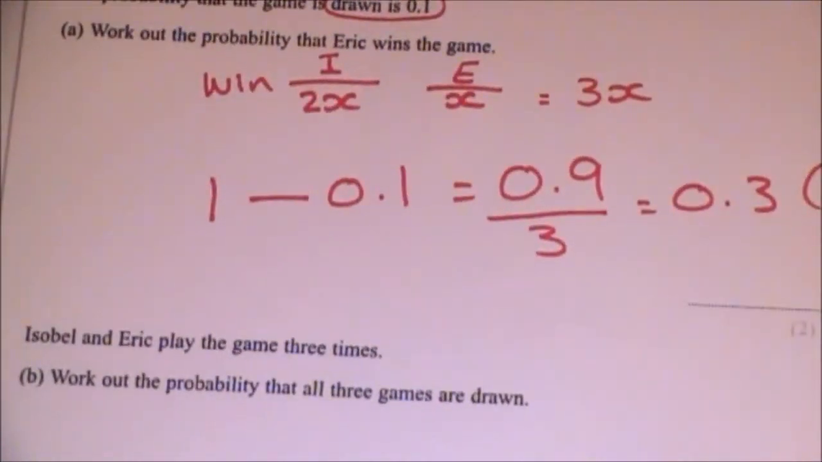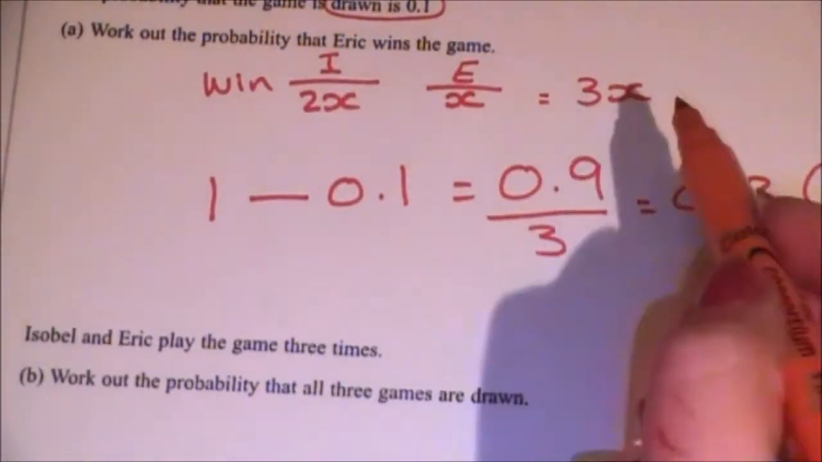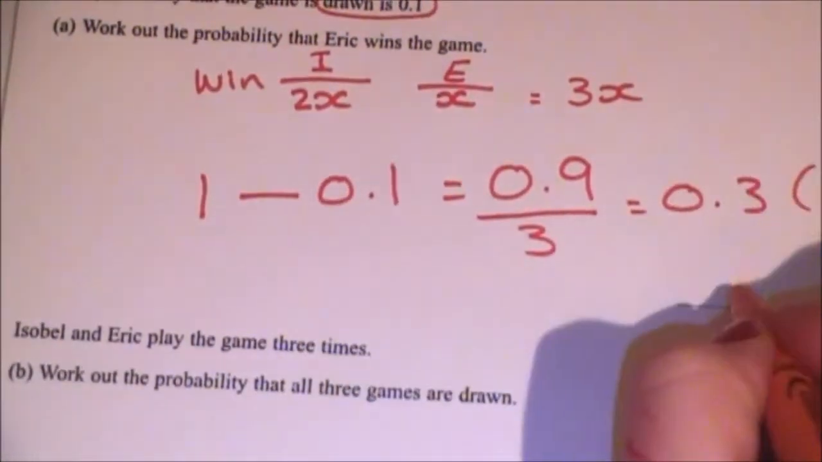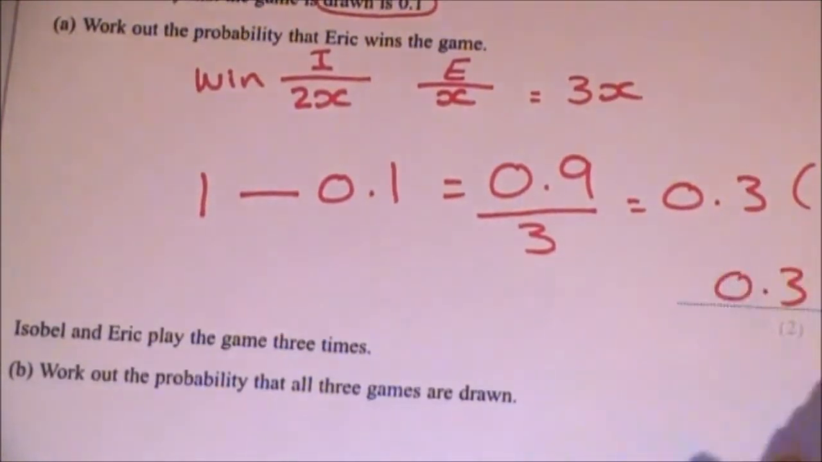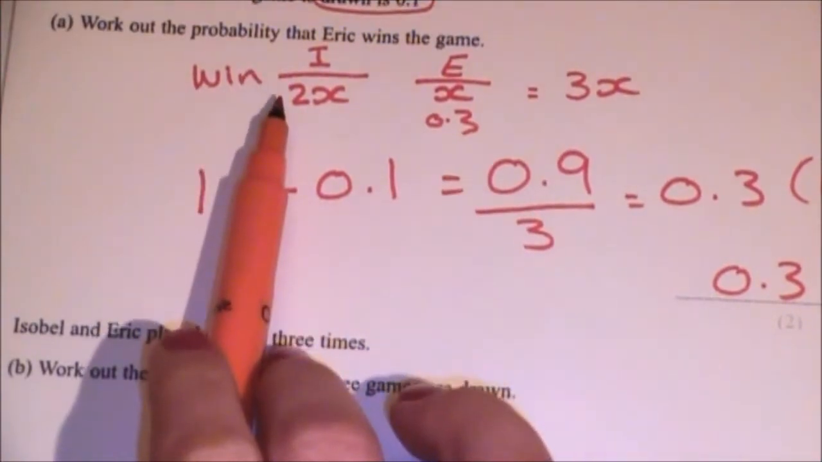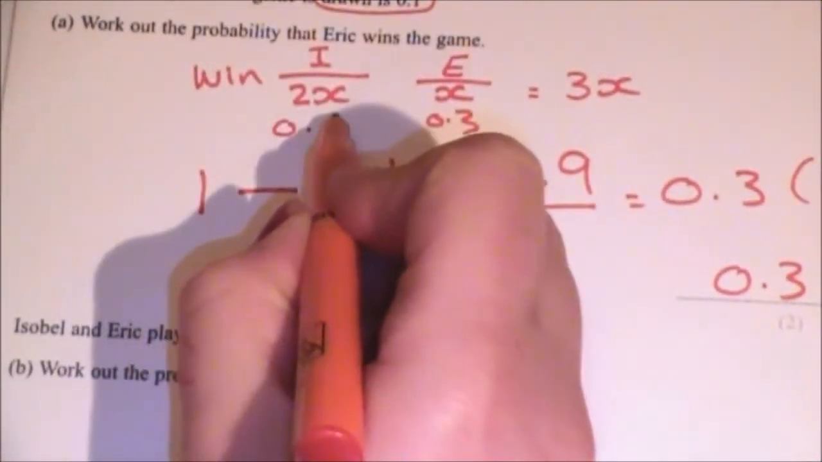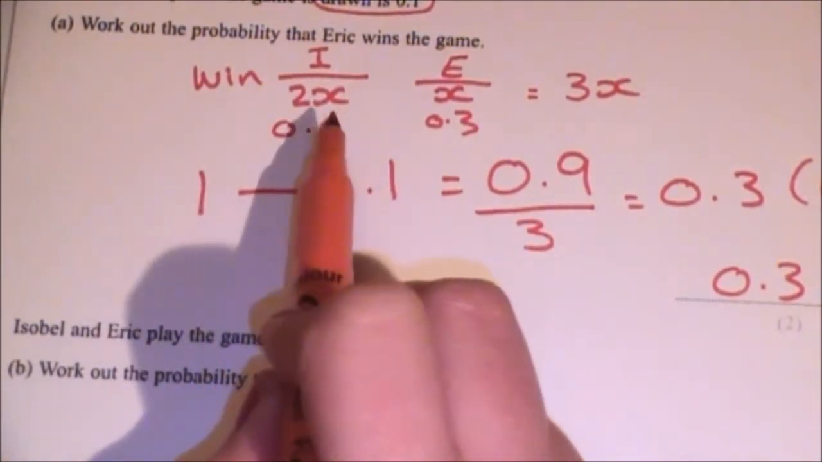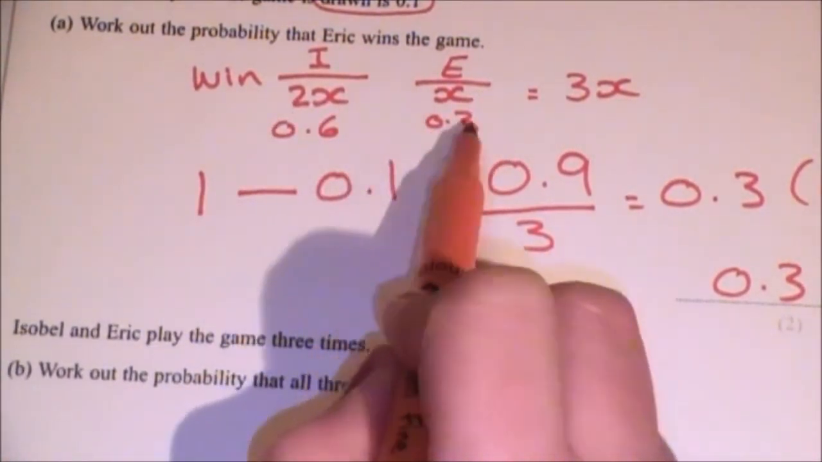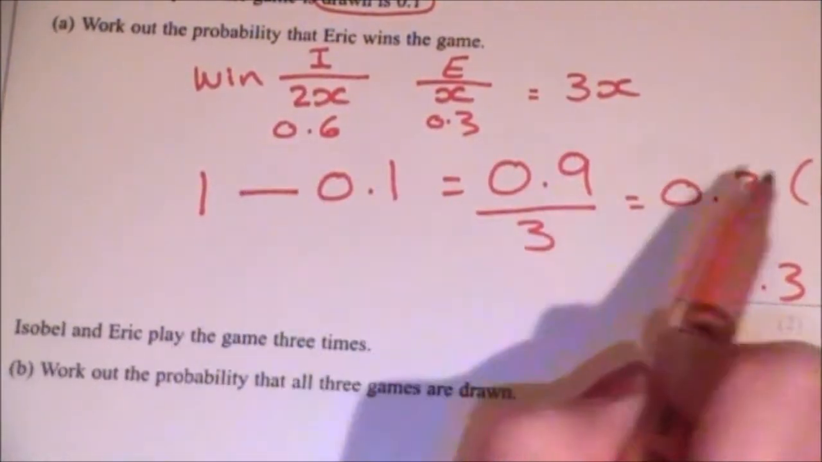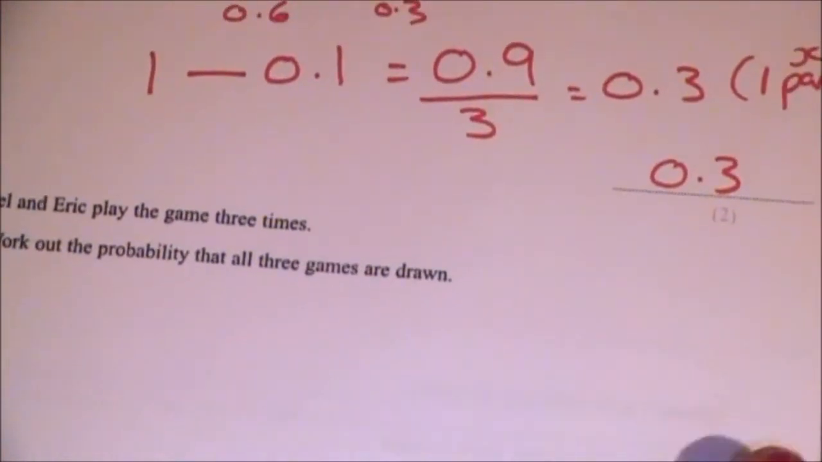So the question wants to know what's the probability that Eric will win the game. So Eric has only got 1 part. So the probability of Eric winning is 0.3. I can write that there if I want. And that means the probability of Isabella winning is going to be 0.6. And that all works out really, because if Isabella wins, it's 0.6 probability. Eric, 0.3. Drawing, 0.1. So they're all the possible outcomes, and they all add up to 1. So I know I'm correct. The answer is 0.3.